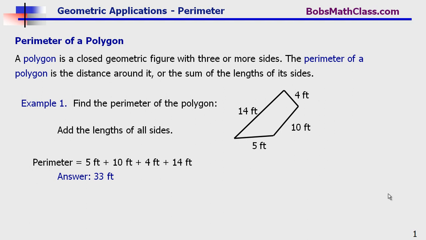Okay, so it's not a rectangle because we don't have two matching pairs of equal sides. It's not a rectangle. Just some kind of shape with sides. The perimeter is the sum of all the sides.